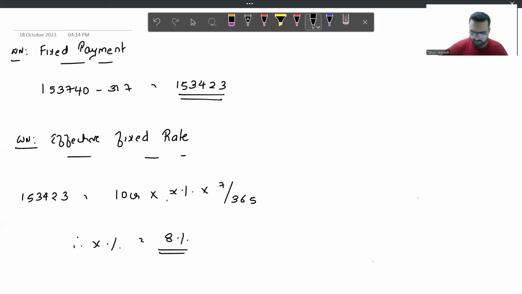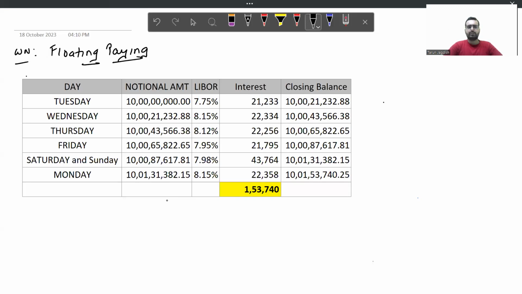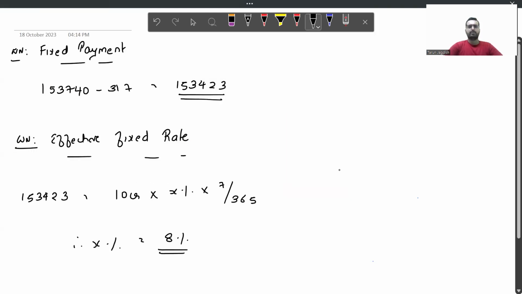Can you write down and finish it off? I'll first show you the previous page. It's MIBOR, is it? It's okay. You can call it as MIBOR. That's okay. Fixed payment.